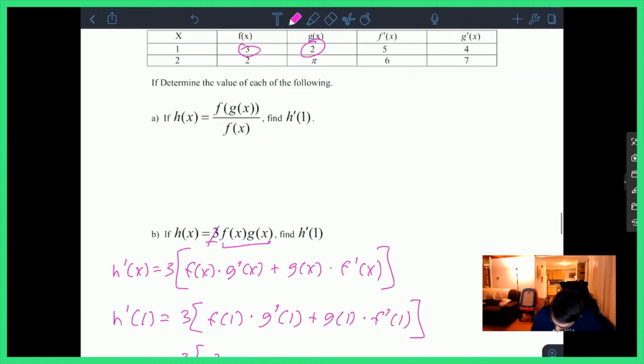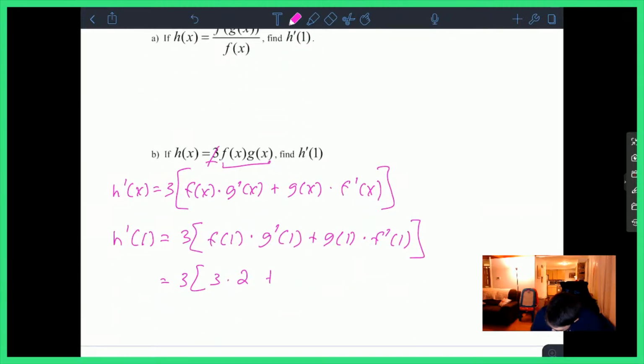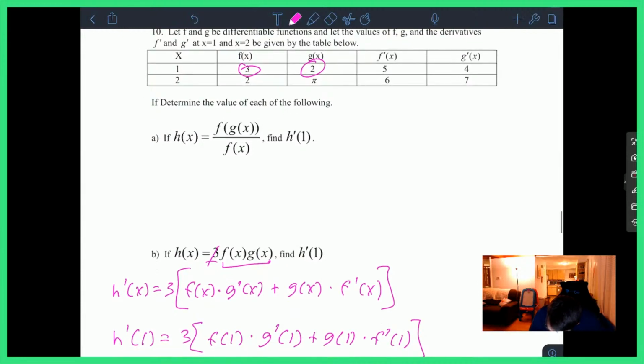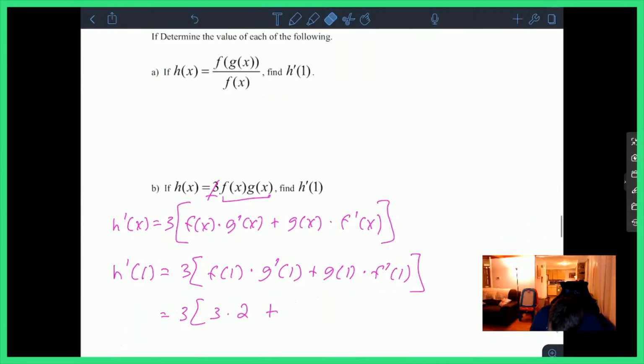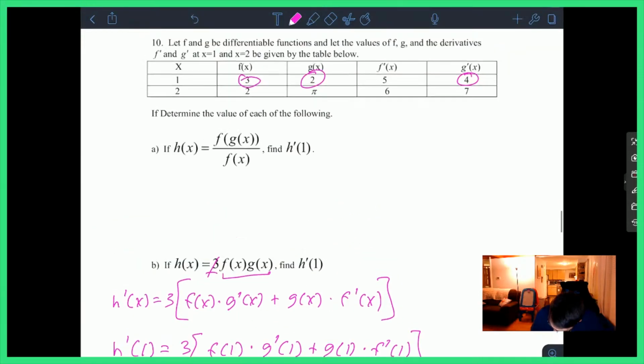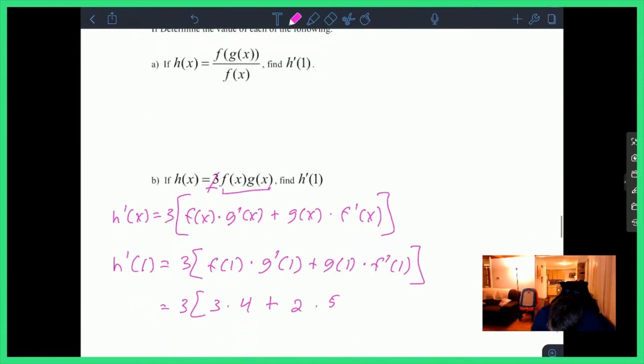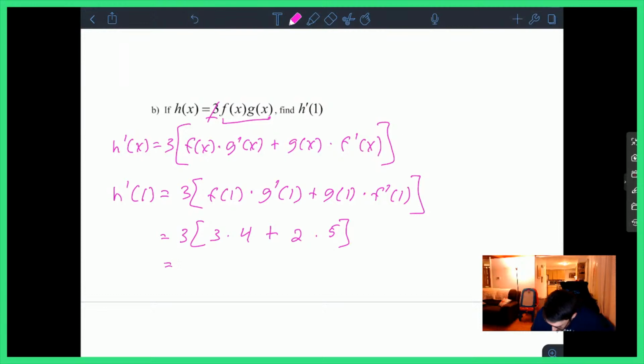g prime of 1 is 2. So 2 plus g of 1. Oh, whoops, that was g of 1. Oops. g prime of 1 is actually 4. My bad. This is 4. This is 2. g of 1 is 2. And then I need f prime of 1, which is 5. And then I just need to solve it. So this is 3 times 4 is 12, plus 5 times 2 is 10, which is equal to 3 times 22, which is 66. Okay, so I think that's it for number 10.